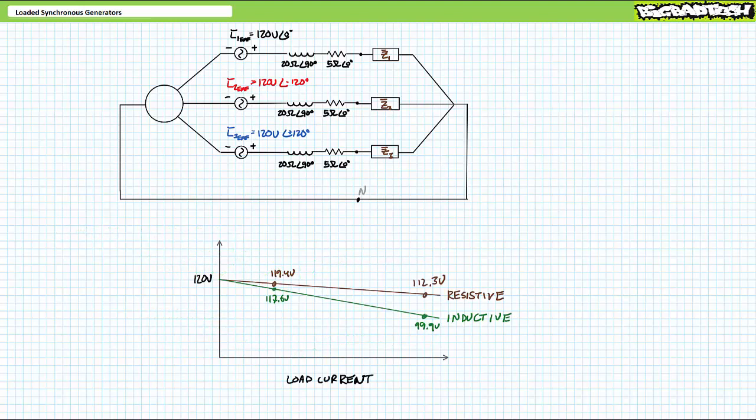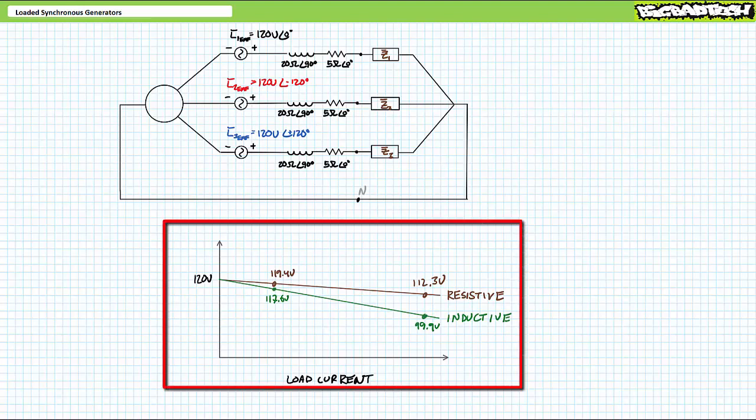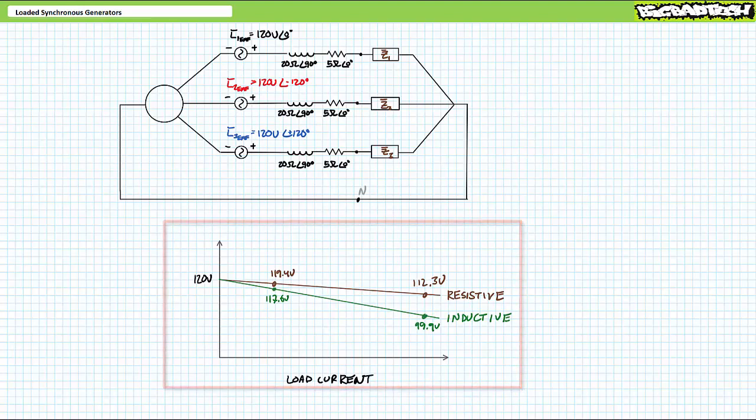These calculations demonstrate a phenomenon observable in real life. That phenomenon being increased current drawn by inductive loads results in increased voltage reduction at the output. A graph of output voltage as a function of load current for inductive loads might look something like this. In the unloaded condition, i.e. no current, output voltage was the ideal 120 volts we initially established.